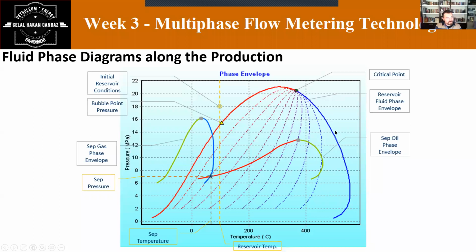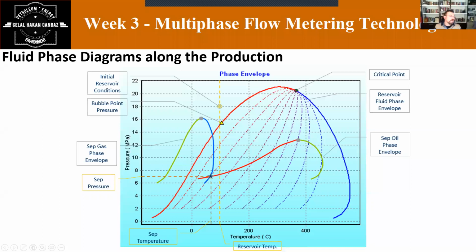Reservoir fluid phase envelope described in here. So what's going on when it comes to the separator? The separator oil envelope will be like this, and the gas envelope will be like this. Okay. Because why? Because the composition of your fluids changed.